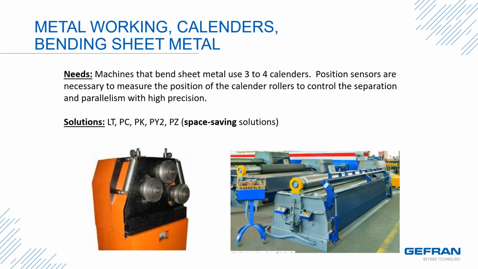These sensors are used in metalworking, calendars, and bending sheet metal. Machines that bend sheet metal use 3 to 4 calendars. Position sensors are necessary to measure the position of the calendar rollers to control the separation and parallelism with high precision. Long stroke models like the LT, PC, and PK, touch style like the PY2, and short stroke models like the PZ are ideal for this application.